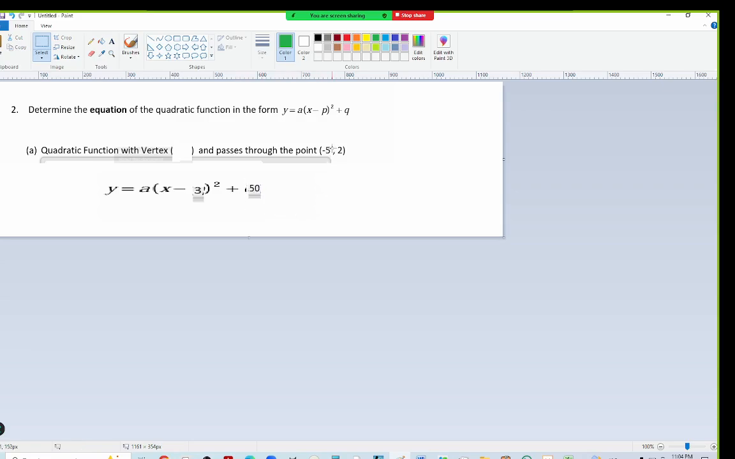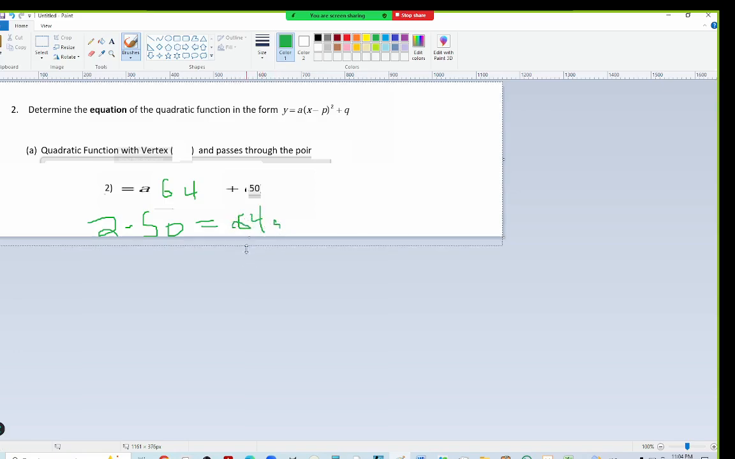And then to solve it, you're right. We would put this where there's y, and this where there's x, minus 5. So we would do minus 5 minus 3 here, which is minus 8. Then we do minus 8 squared, which becomes 64. And algebra says that I have to get rid of the 50 first. So 2 minus 50 is equal to 64A.